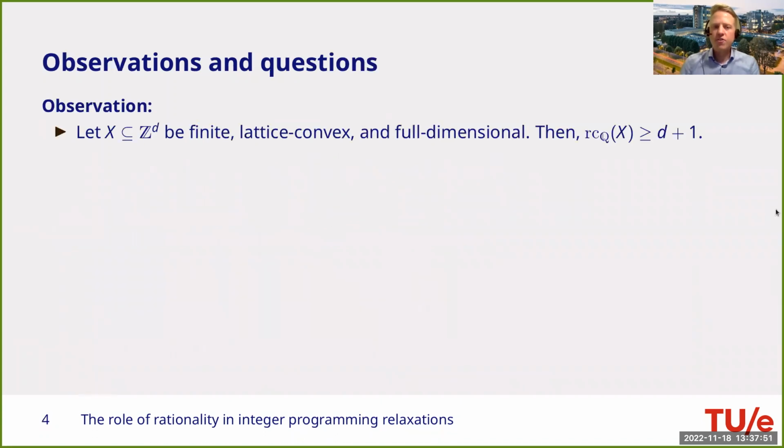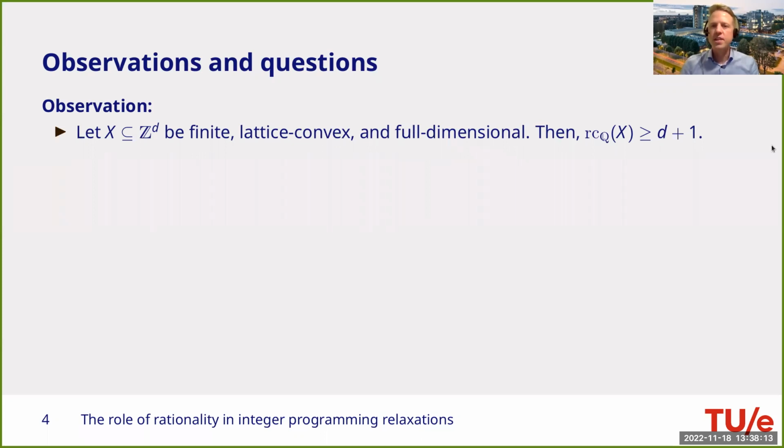And let's maybe first start investigating this rational relaxation complexity a little bit closer. So suppose in the following that we are given a finite set of points X that are lattice convex, so we can come up with a relaxation. And let's assume that this set is full dimensional, which means that if we compute the convex hull, it is full dimensional in R^d.